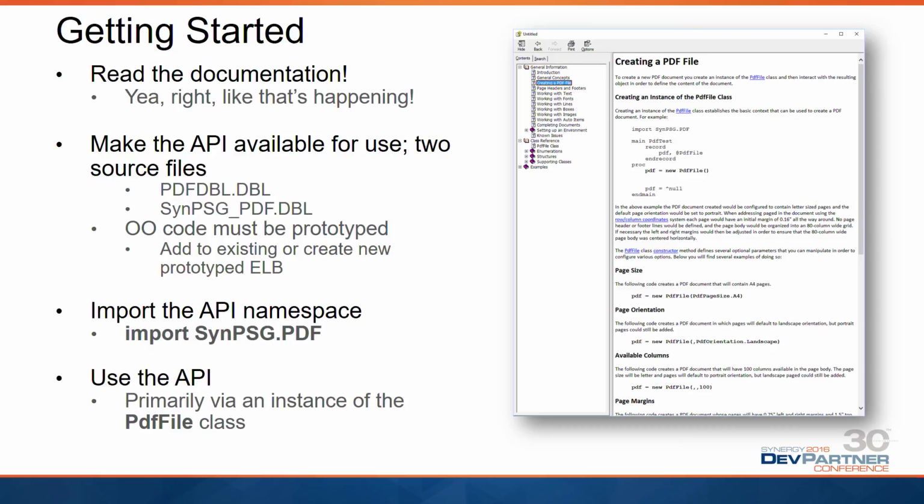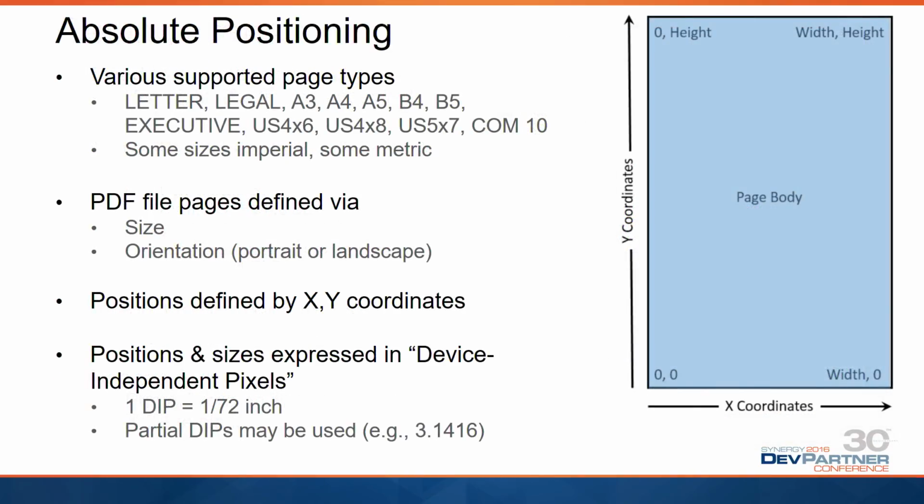So you just create an instance of the PDFFile class. It's in a namespace, synpsg.pdf. So you literally just take the source files and build them into an ELB. It is OO, so it does have to be prototyped. So if you don't have an existing prototyped ELB, probably the best solution is just to create a new one and put this stuff in it. But if you do have an existing prototyped ELB, just add the two source files into your build and off you go. It's pretty easy to get up and running with.